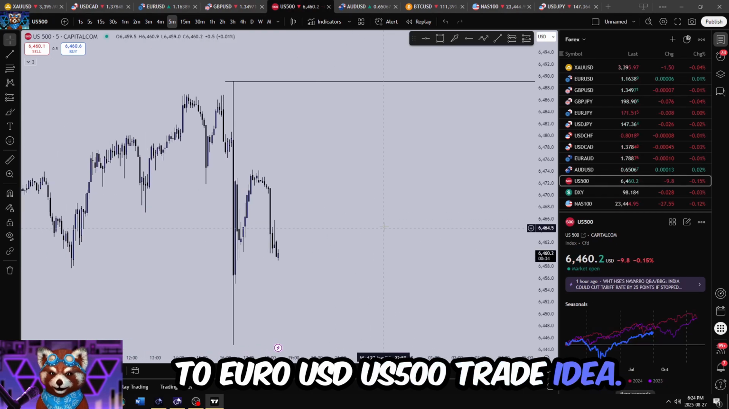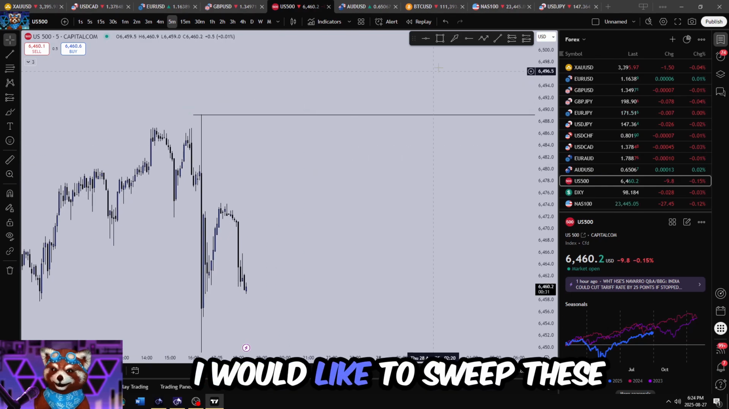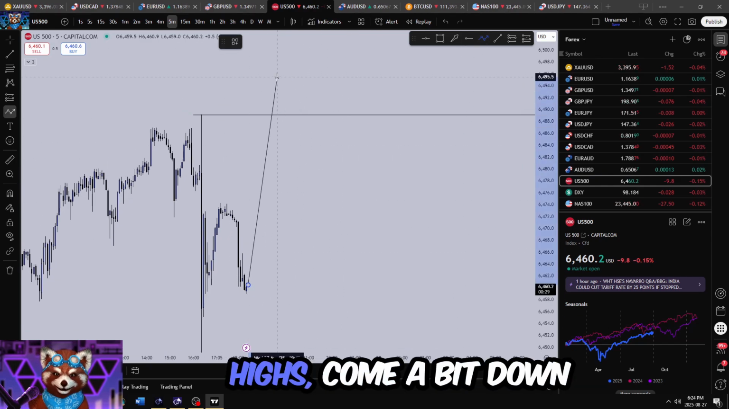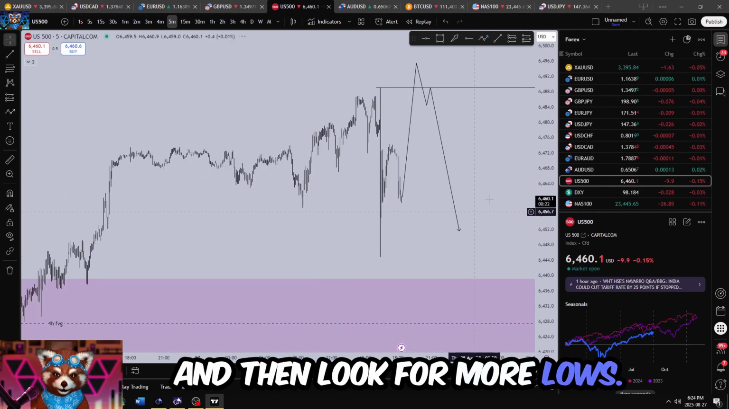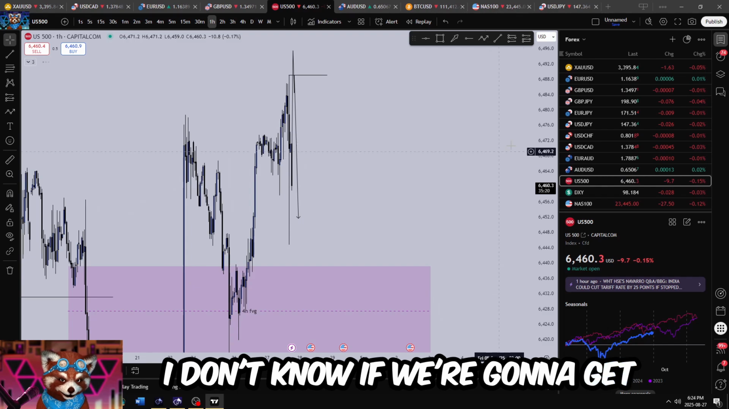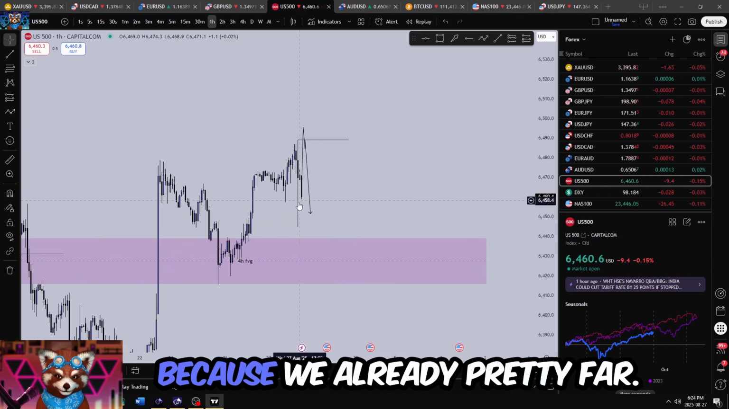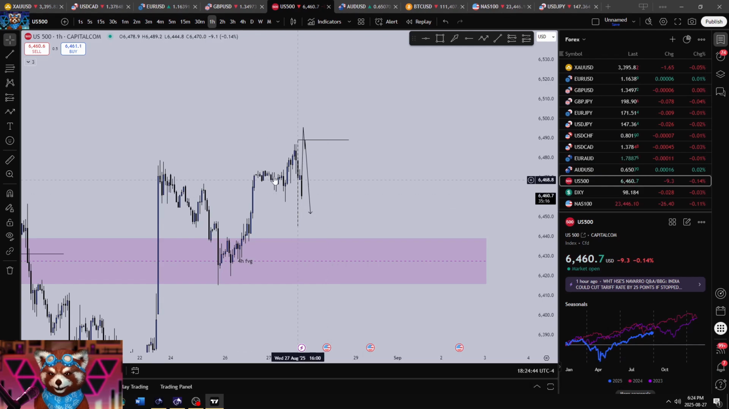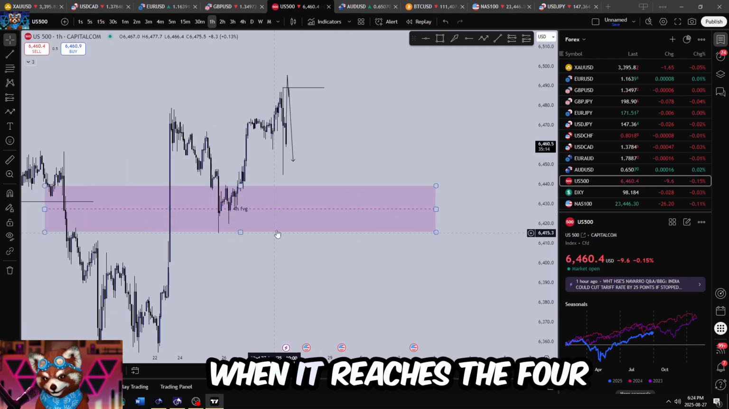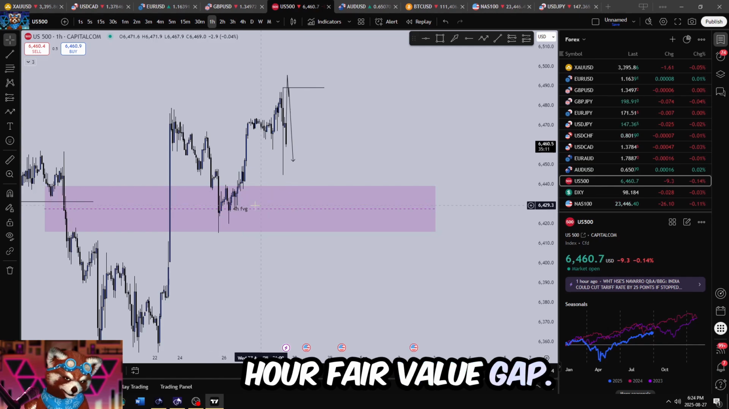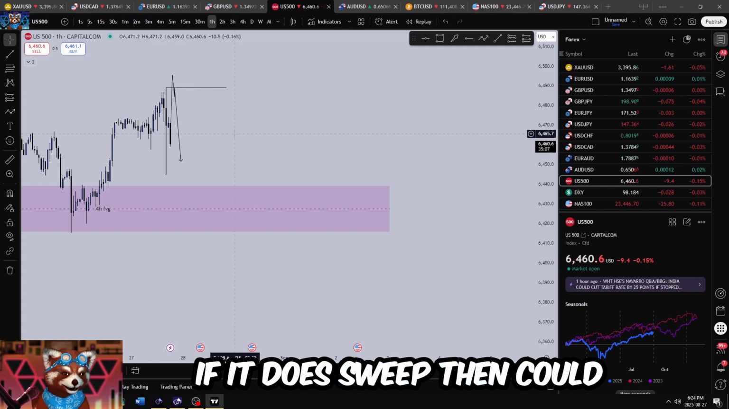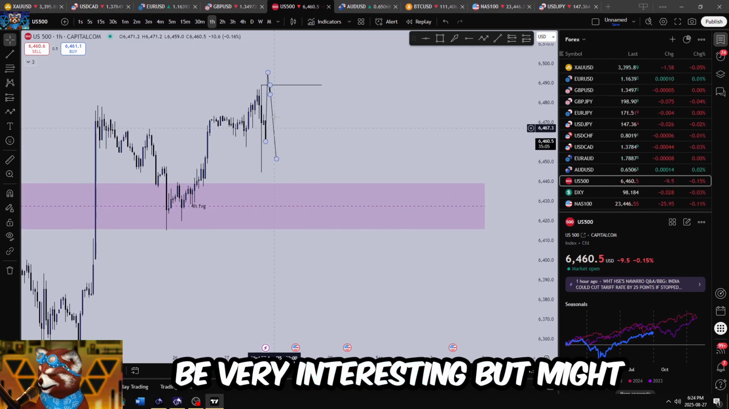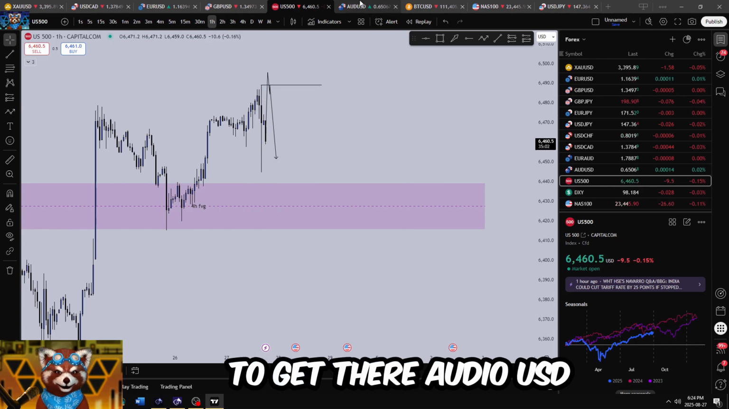US 500 trade idea. I would like to sweep these highs, come a bit down, and then look for more lows. I don't know if we're going to get to sweep those highs because we are already pretty far. So we'll see what happens when it reaches the 4 hour fair value gap. But this could be something to look for. If it does sweep, then it could be very interesting, but it might be unlikely that we're going to get there.